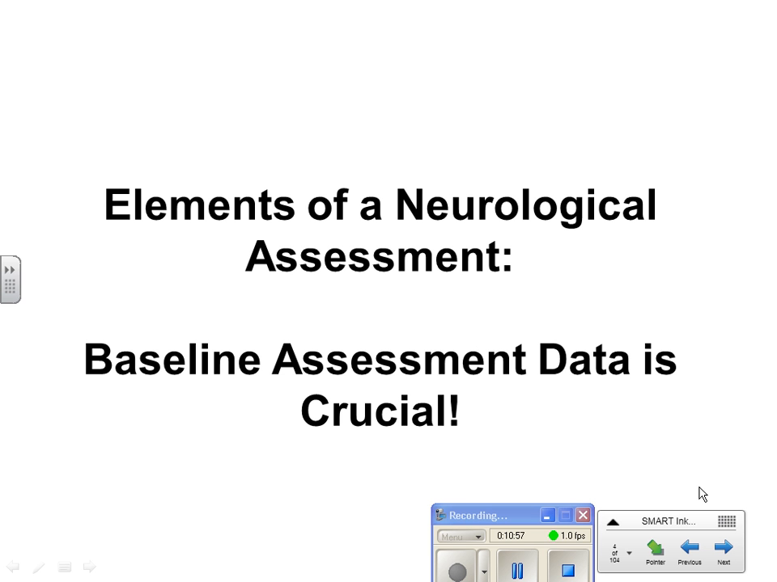Who can tell me what the Romberg sign is? Anybody know what the Romberg sign is? And like I said, I know you haven't done this yet. It tests balance. What the Romberg sign does is test equilibrium. The patient is standing there, and you have them put their feet together and their hands at their side. And when their eyes are open, they should have good balance.